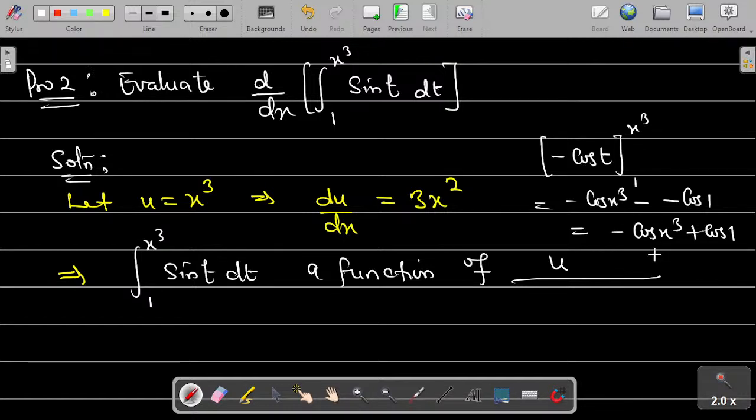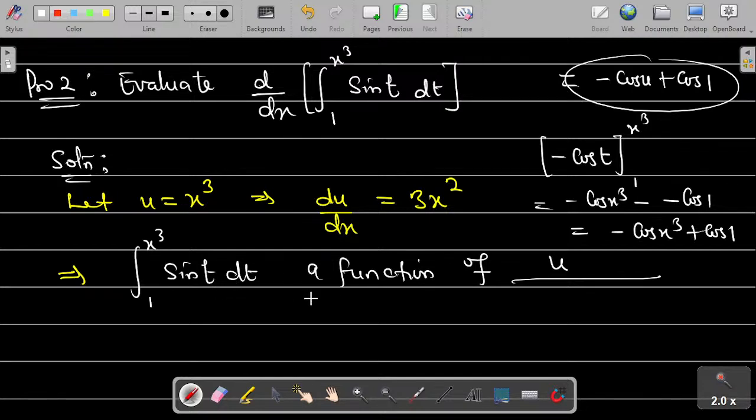The issue is that this is the integral after you have integrated with respect to t and then substituted the bounds. From what we have here, we are given that we should call x cubed u. So if I substitute x cubed as u here, that gives me minus cos u plus cos 1, which has become a function of u, no longer a function of x. And that's why they said here that this is now a function of x.